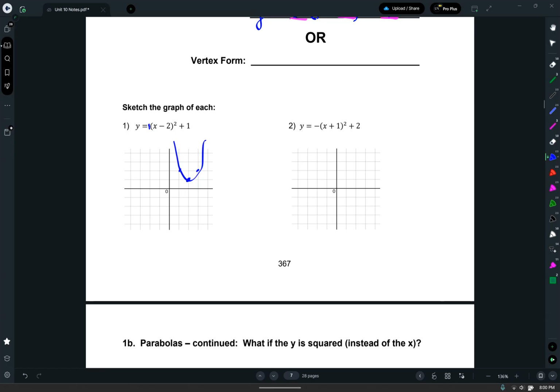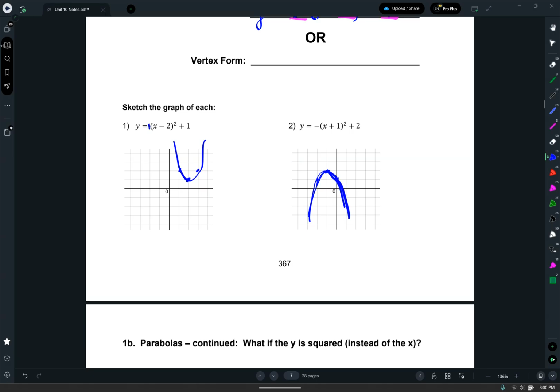So on number 2, because of that negative out in front, I know it's going to open down. So this parabola is moved to the left 1 and up 2. But because of that negative, I know it's opening down. So something like that. Okay, that's a sorry parabola. Sorry about that.